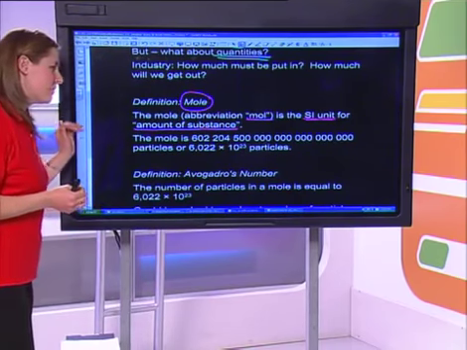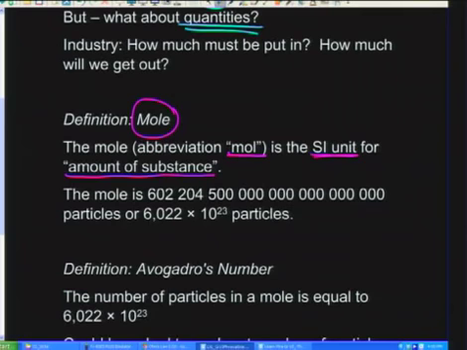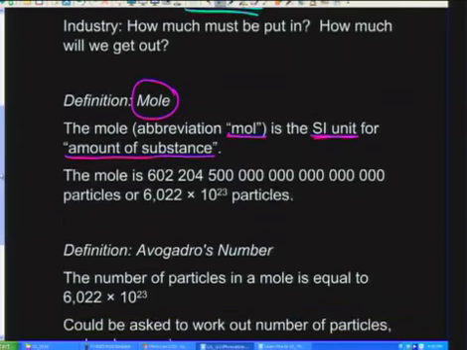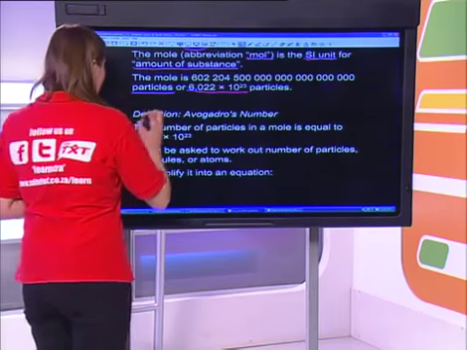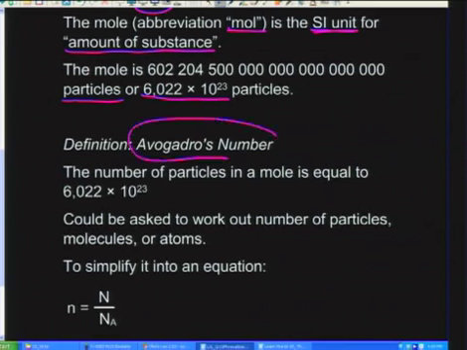So the definition of a mole: it is the SI unit for the amount of substance. And the mole is this massively long number of particles, or better yet, we could say that number 6.022 times 10 to the 23 particles. And we give that number a name. It's called Avogadro's number. Okay, there it is, Avogadro's number. His thought was that the number of particles in a mole is equal to the 6.022 times 10 to the 23.